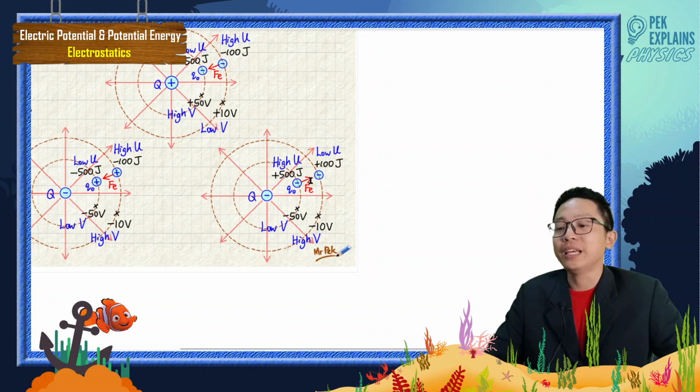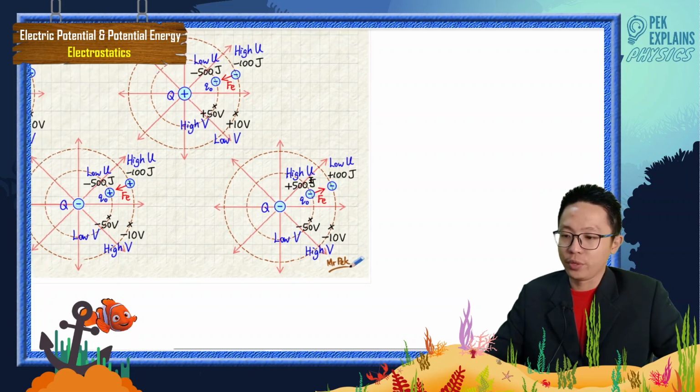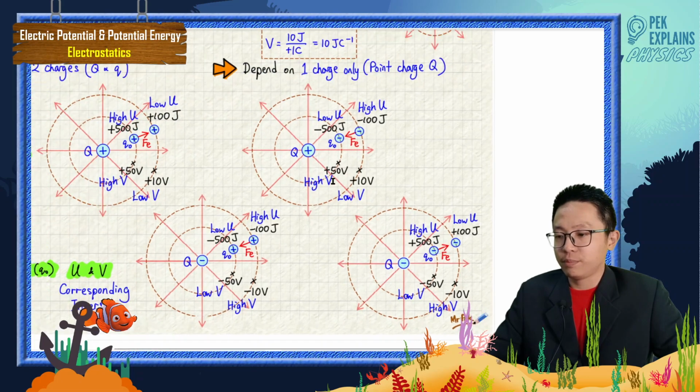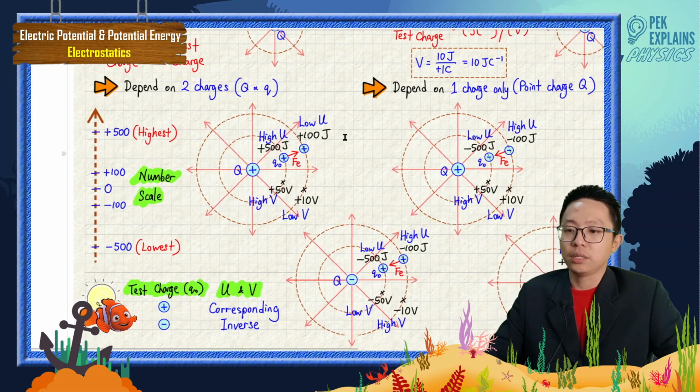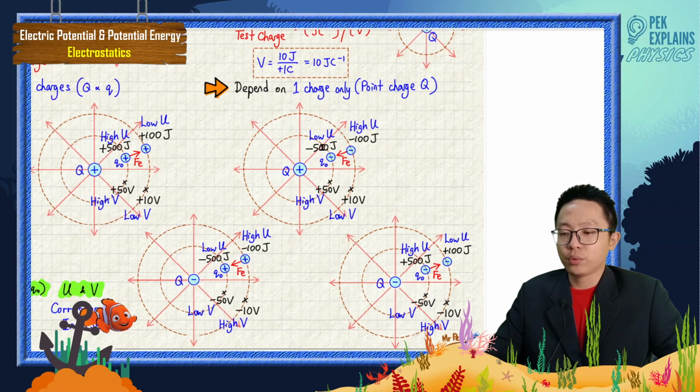Now, which one is bigger? Okay, look back to the number scale. Look at the first case. Which one is bigger, positive 500 or positive 100? Of course, the more positive is the bigger, the higher potential energy. This one is lower potential energy. The second one, negative 500 and negative 100. Which one has a higher potential energy?